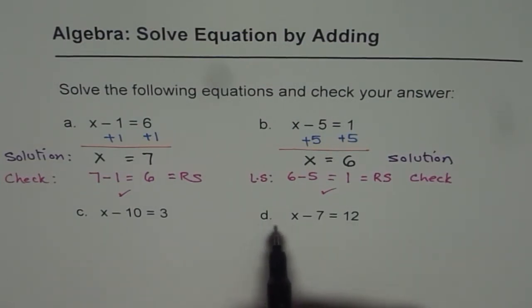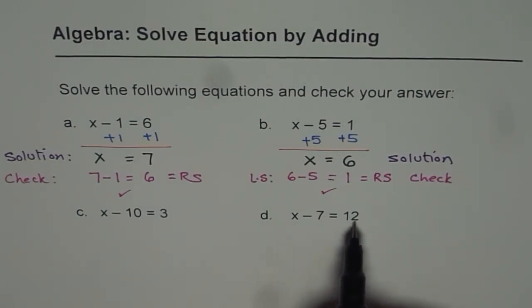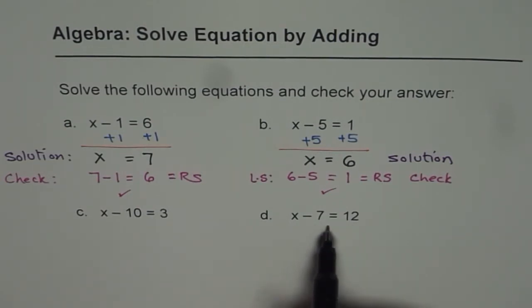So it's the right solution. Similarly, in D, x minus 7 equals 12. When you add 7 on both the sides, you get x equals 12 plus 7, which is 19. 19 minus 7 is indeed 12, so that is the right solution. So copy these questions, solve them on your own, and move on to the next set, where we'll do a similar thing to solve equations and check the solution. Thank you and all the best.